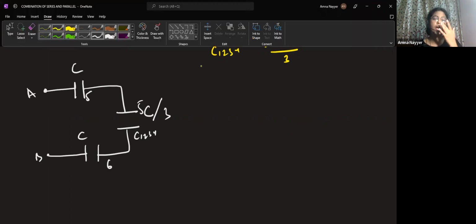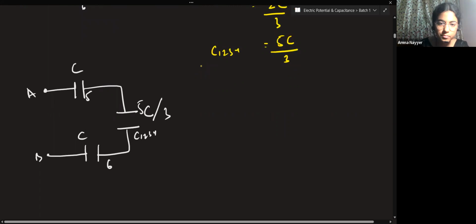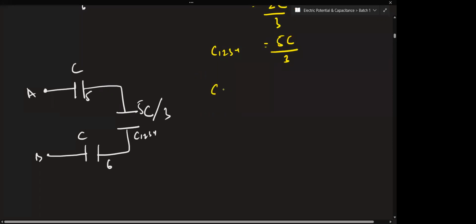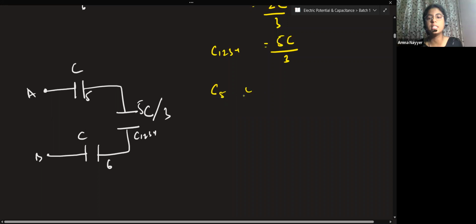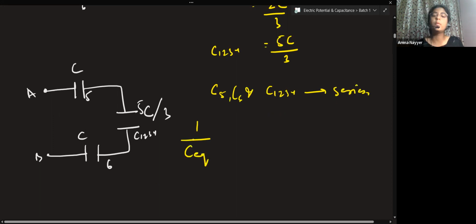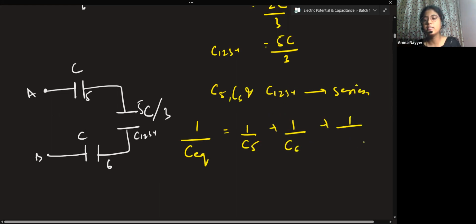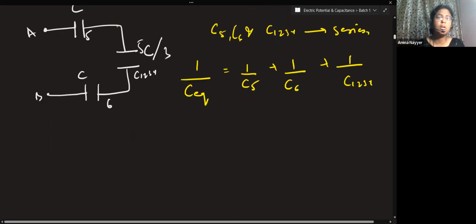Sarah, tell me how are all the three connected? Series. All the three are connected in series. So C5, C6 and C1, 2, 3, 4, these are connected in series. It means 1 by C equivalent of the whole circuit will be 1 by C5 plus 1 by C6 plus 1 by C1, 2, 3, 4. All these three are connected in series.